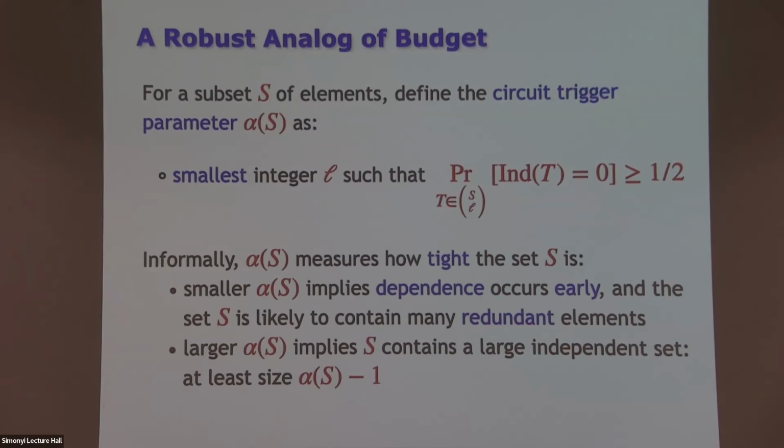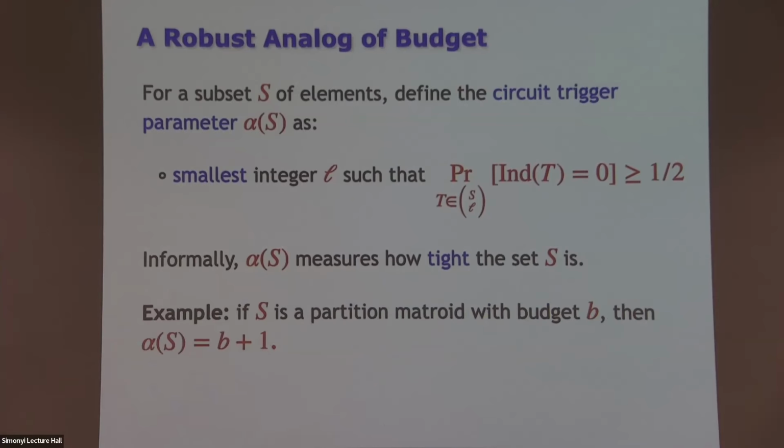A little bit more informally, if alpha of S is super small, it's telling you that pretty early on dependencies are arising when you do this random circuit experiment. So smaller alpha of S implies dependence occurs early. One way to think is that the set S has lots of extra elements that you can delete. Maybe this is like a deletion round of the algorithm. If alpha is really large, it's telling you that S contains a large independent set. Because indeed, if you did a random sample of alpha of S minus 1 elements, that would in fact be independent with probability at least 1/2.